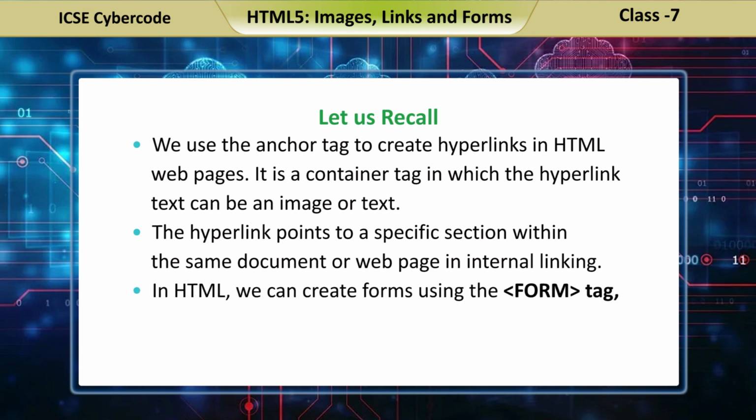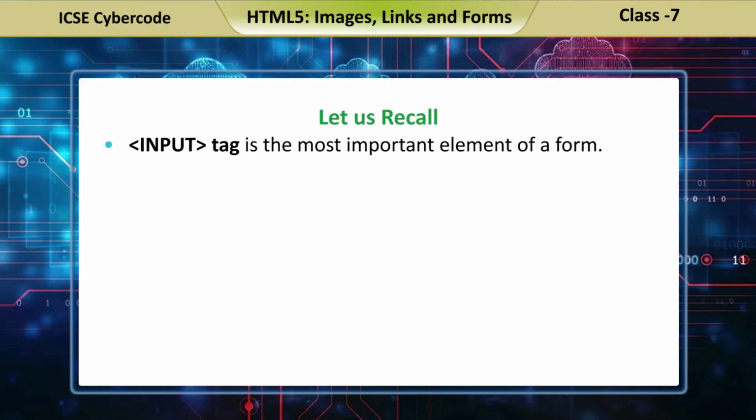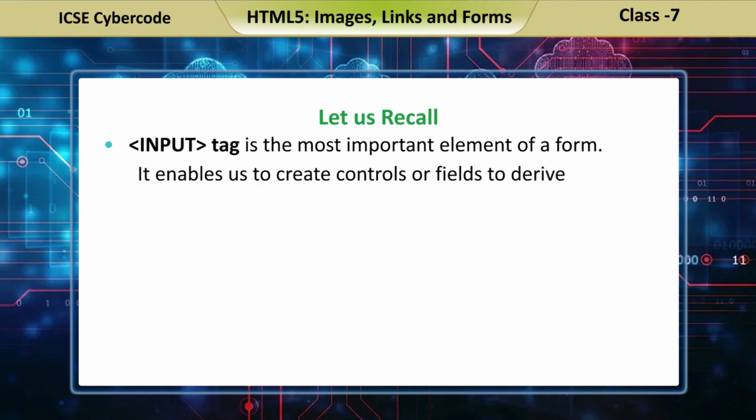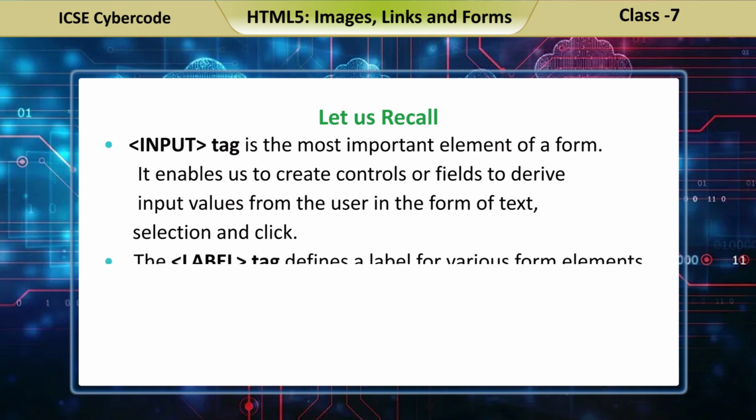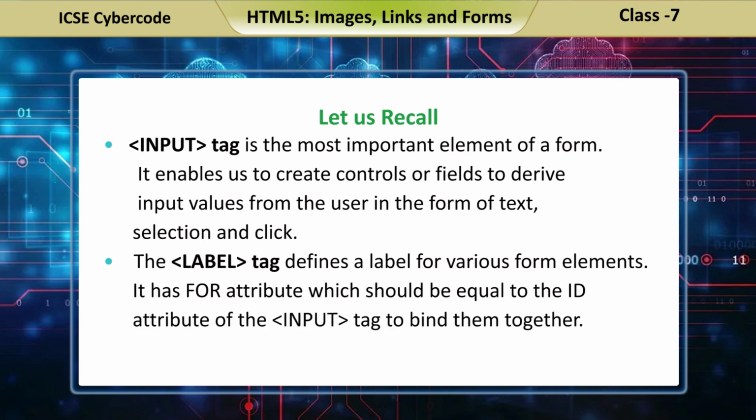In HTML, we can create forms using the form tag, input tag, label tag, text area tag, and the select tag. Input tag is the most important element of a form. It enables us to create controls or fields to derive input values from the user in the form of text, selection and click. The label tag defines a label for various form elements. It has a for attribute which should be equal to the ID attribute of the input tag to bind them together.